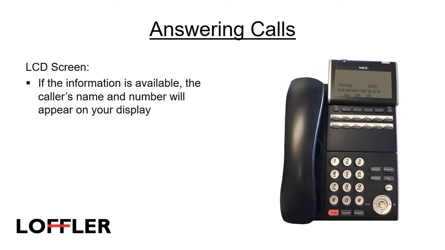While a call is ringing your extension, you'll hear the ringtone and the message indicator light will flash. If caller ID information is provided, the caller's name and number will appear in your display.